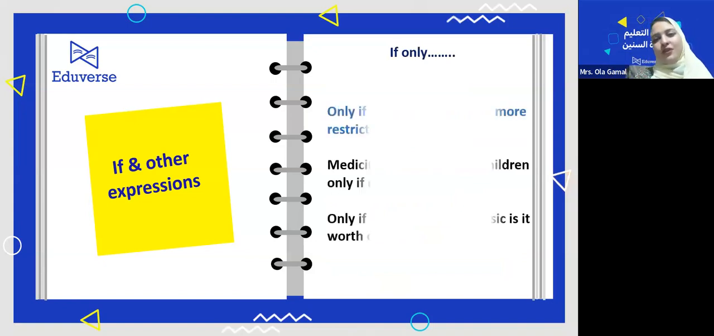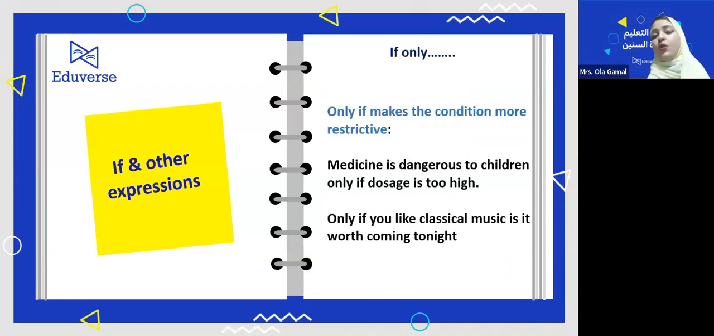Also, we have "if only." "If only" or "only if," we can use both. It makes the condition more restrictive. Like when I say, medicine is dangerous to children only if the dosage is too high. If they use it too much or many times without asking the doctor, it's going to be dangerous. Only if you like classical music is it worth coming tonight. So if you like classical music, it's worth coming tonight.